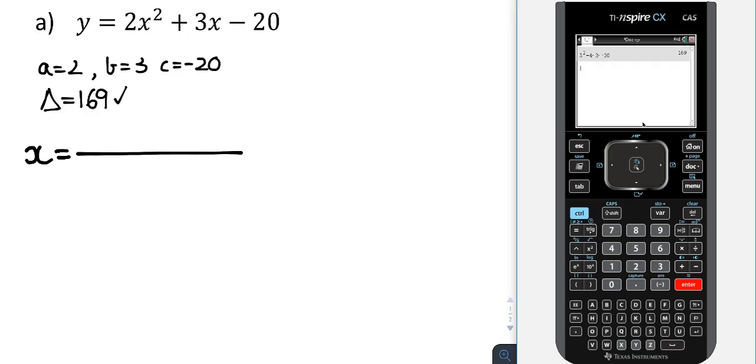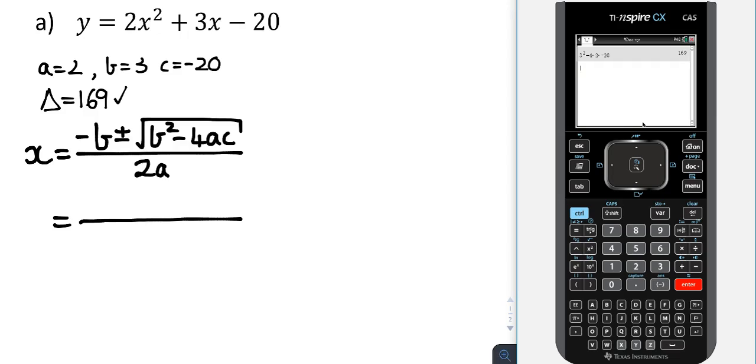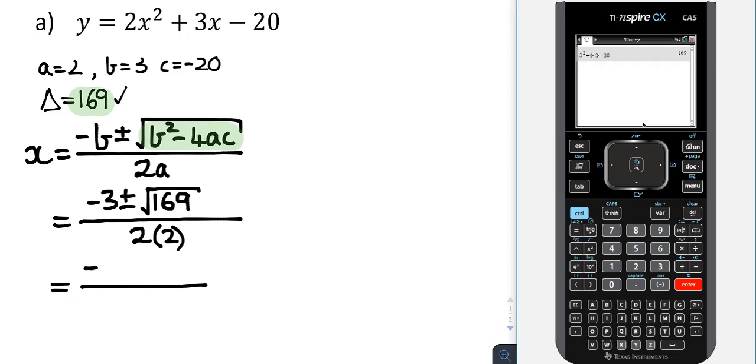Now, writing out that quadratic formula, so negative b plus or minus the square root of b squared minus 4ac, all divided by 2a. And substituting in the values that I know. So I know b is 3. I'm not going to put in b squared minus 4ac. I'm going to put in 169. So I don't have to do that calculation again. And divide it by 2 times 2. Simplifying this just that little bit further, negative 3 plus or minus 13 divided by 4.